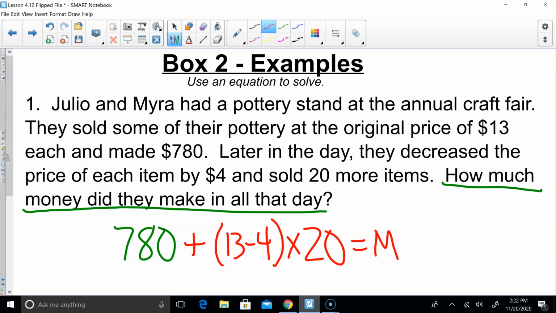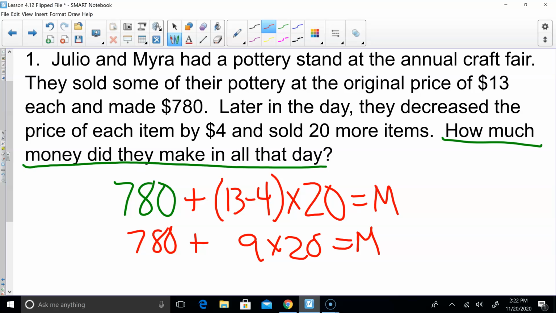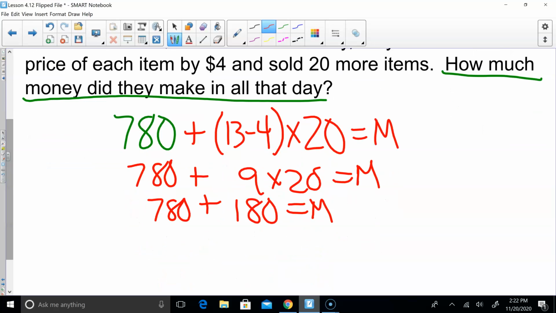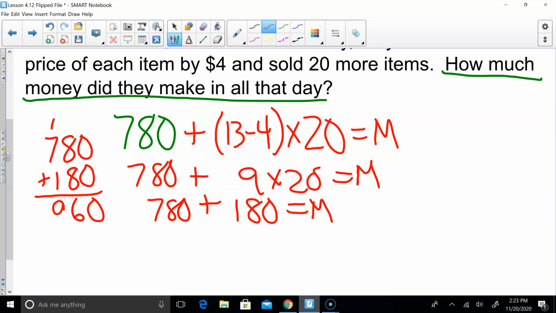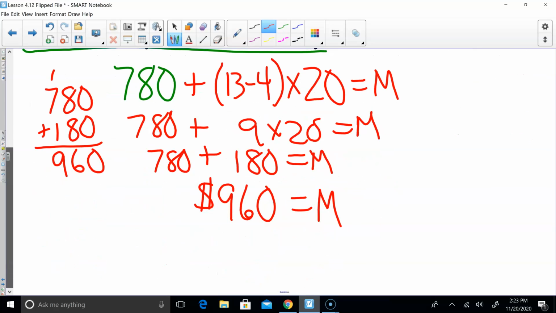So if we start to do this right now to figure out how much they made, our next step of the equation is 780 plus 9 times 20 equals M. Now our next step would be to multiply. So 780 plus 9 times 20 is 180, equals M, which then means I need to add those two numbers up. So 780 plus 180 equals, 0, 6, carry the 1. 1 plus 7 is 8, plus 1 is 9. So 960 equals M, but what does 960 mean? It was said how much money, and they were spending money in dollars, so it would be $960.